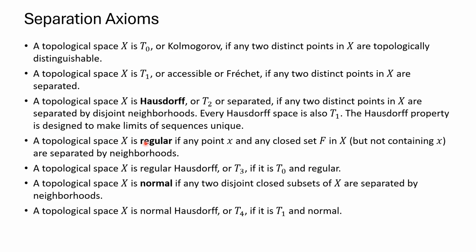A topological space is regular if any point x and any closed set F in X, not containing x, are separated by neighborhoods. A topological space X is regular Hausdorff, or T3, if it is T0 and regular. A topological space is normal if any two disjoint closed subsets of X are separated by neighborhoods. And a topological space X is normal Hausdorff, or T4, if it is T1 and normal.